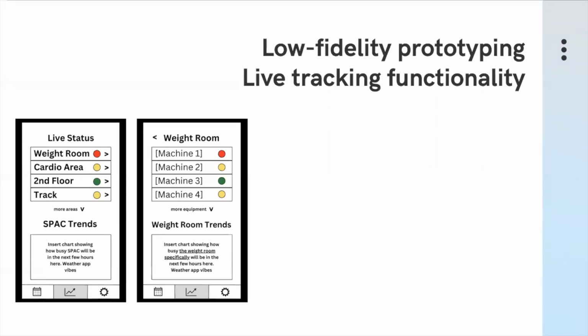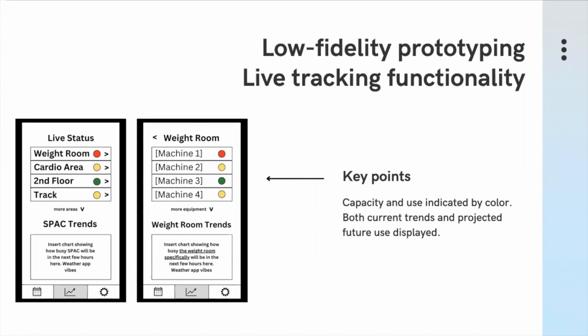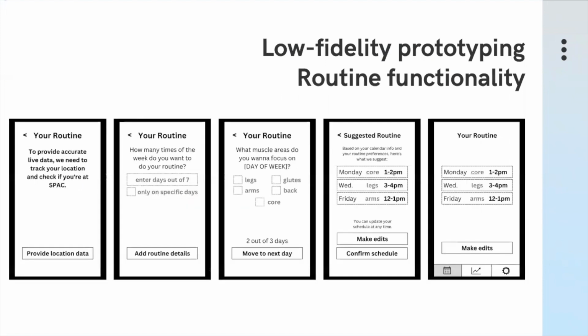We started off with low fidelity prototyping in Canva. This prototype built out the requirements for our live traffic function, like how we can indicate the gym's capacity with colors and how we should make sure to visualize both current and projected gym use. We also built out a routine building function, making sure to add in pages for days of the week and muscles to focus on, as well as suggesting routines for users based on gym traffic. We used this low fidelity prototype as a base to build off of in higher fidelity prototyping, which we did in Figma.